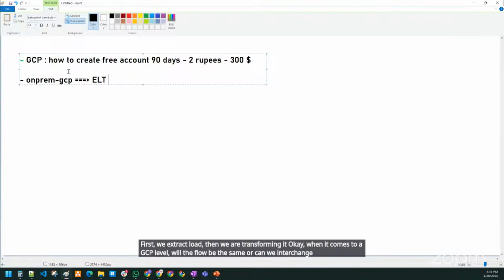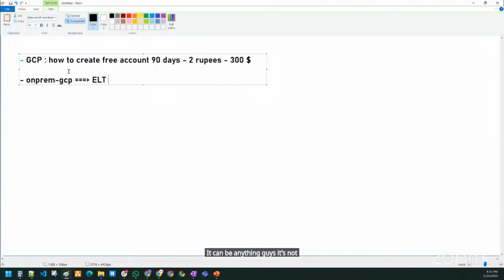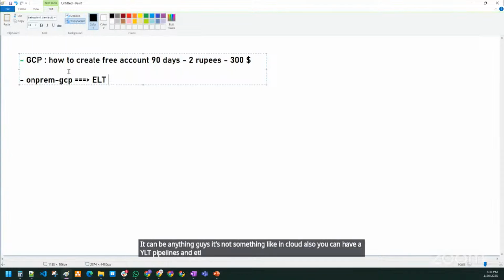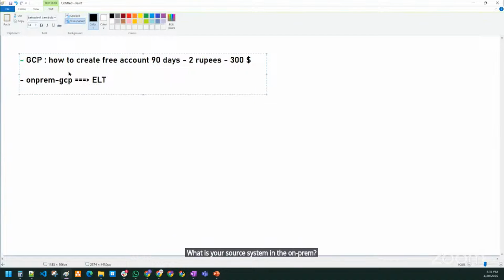Can it be ETL? It can be anything, guys. In cloud also you can have ELT pipelines and ETL. Tell me, what is your source system and what is your target system in GCP? What is your source system on-premises? It's IoT data. We acquire data offline. We are covering such kinds of things. Don't worry.